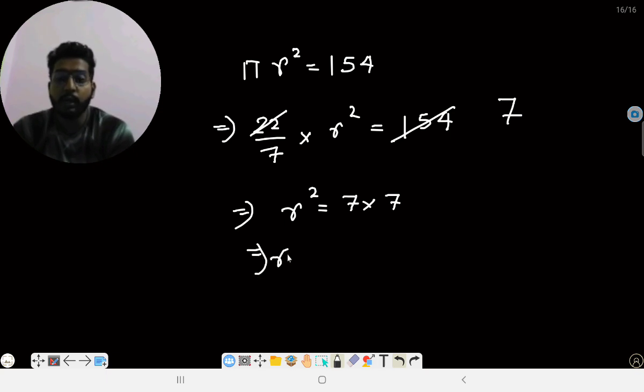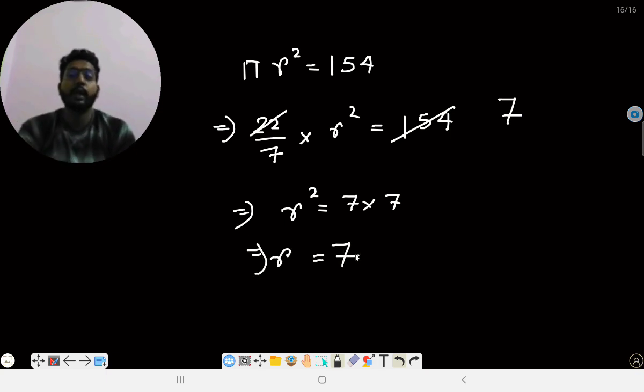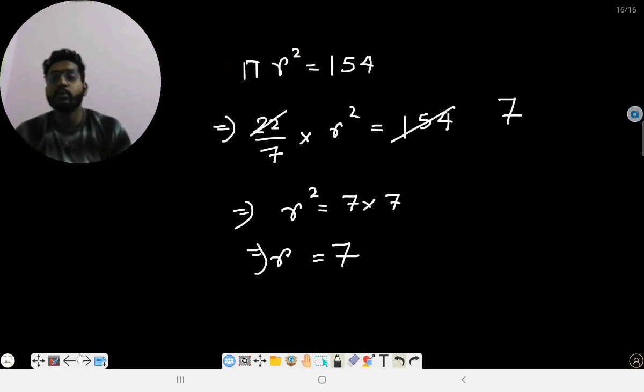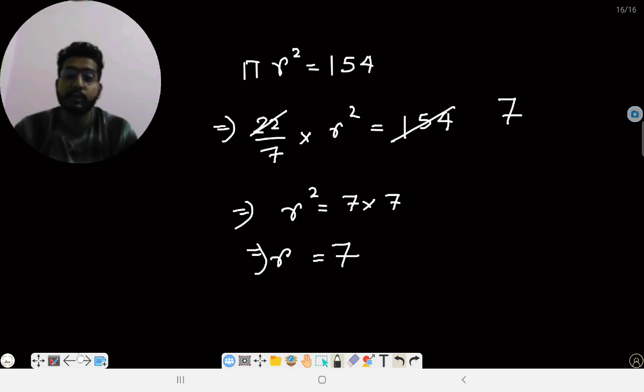Now r will be what? Here r will be 7. That means the radius is 7, and we got the center of the circle, that is (-3, 2). So done. Two things we need to find only: one is the center, one is the radius. If you get the center and radius, it is very easy to find the equation of the circle.